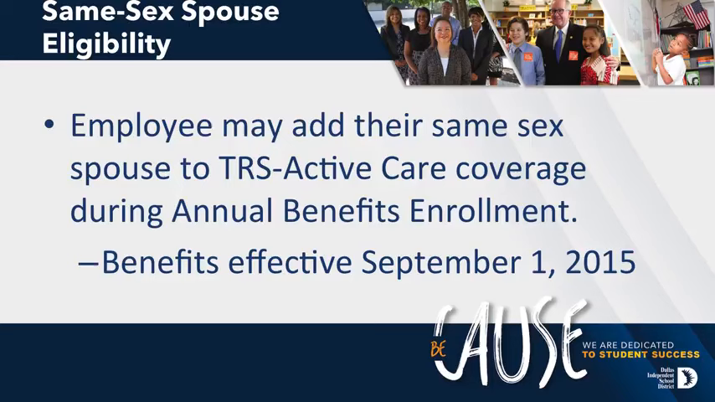TRS has amended the enrollment eligibility criteria for TRS Active Care to comply with the U.S. Supreme Court's June 26 opinion in Obergefell v. Hodges regarding the legality of same-sex marriages. As a result, a same-sex spouse may be added to the TRS Active Care coverage during annual benefits enrollment. Benefits will be effective September 1, 2015.